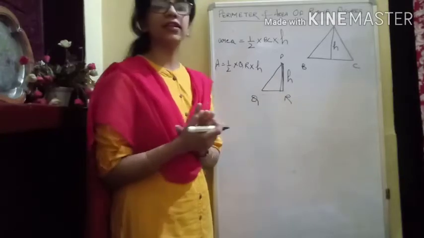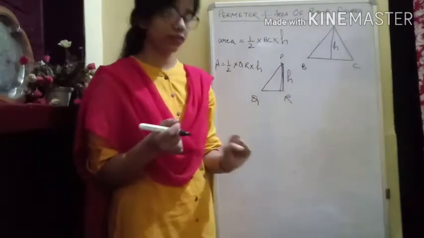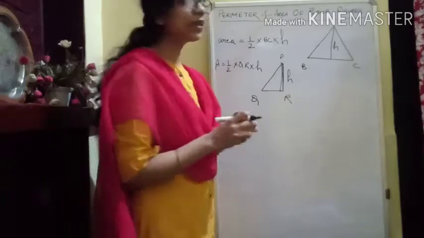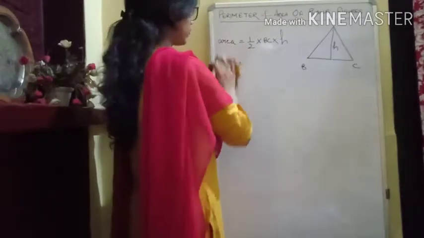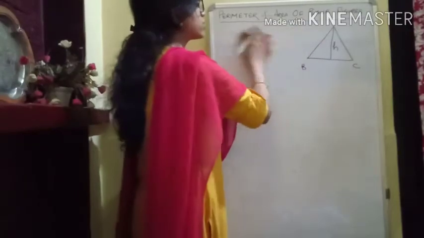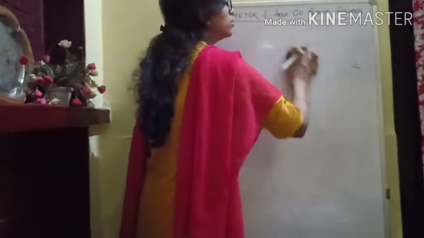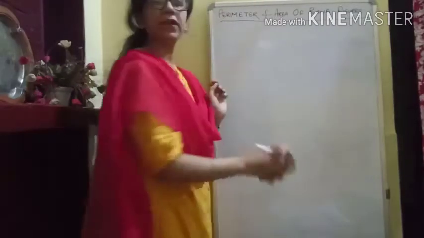If you don't have any right angle but the height or the altitude of a triangle is given, then also you can easily calculate. I think this is something very common that we have learned. Now what about a triangle in which no altitude or no perpendicular is given?